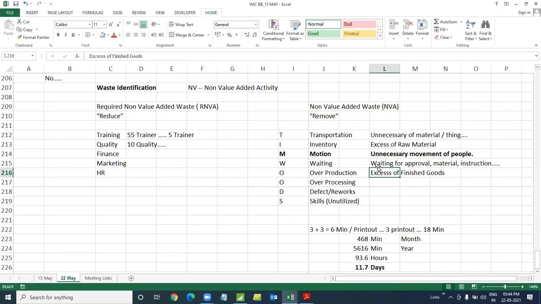Again, a waste. Over processing is overdoing something. When you overdo something, it is a pure waste. For example, I asked somebody to share the data.